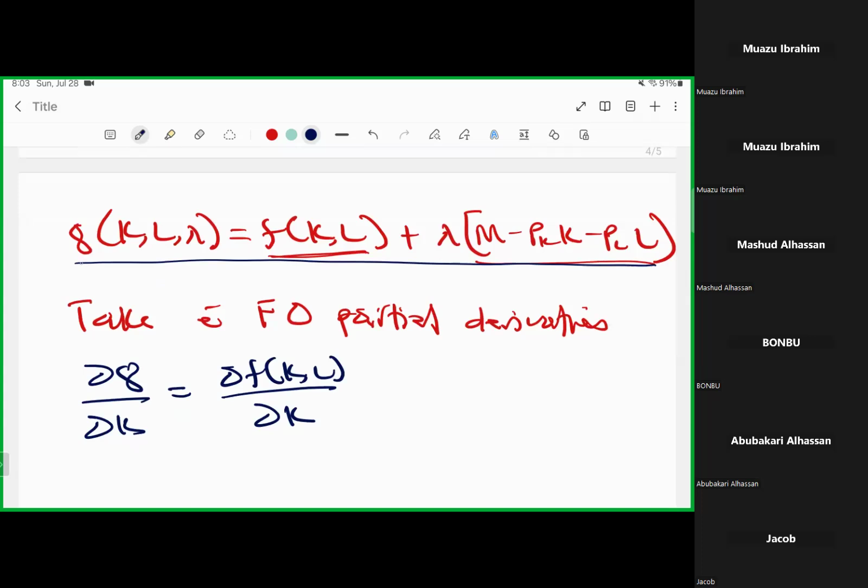Okay, so here we are just differentiating the Lagrange function. Okay, our screen is off. You rectify it. We are just differentiating the Lagrange function with respect to each variable.